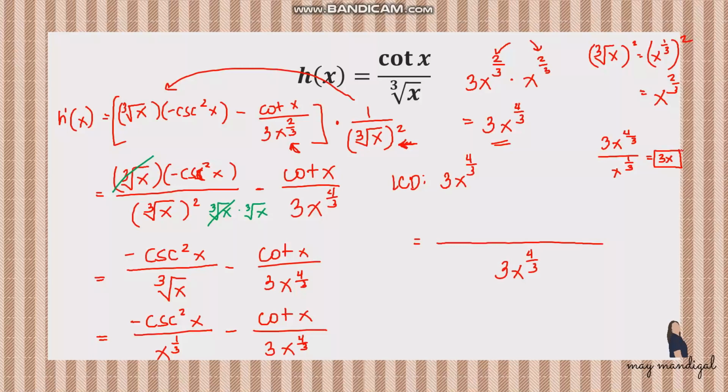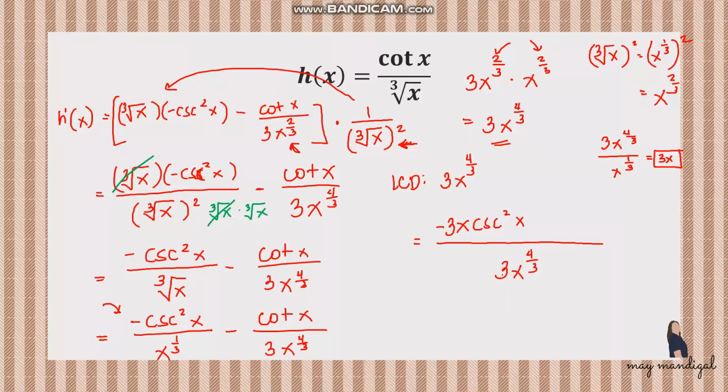Okay? Again, LCD divided by the denominator. So we have 3x raised to 4/3 divided by x raised to 1/3. 3 divided by 1 is 3, and x raised to 4/3 divided by x raised to 1/3 will just give us x, since we subtract the exponents. So 4/3 minus 1/3 gives us 3/3. That makes the exponent of x equal to 1. And then after we divide, we multiply it to the numerator, which is negative cosecant squared of x. So therefore, we have negative 3x times cosecant squared of x.